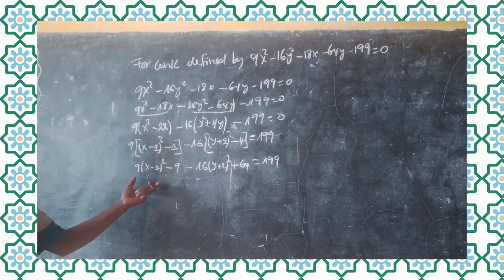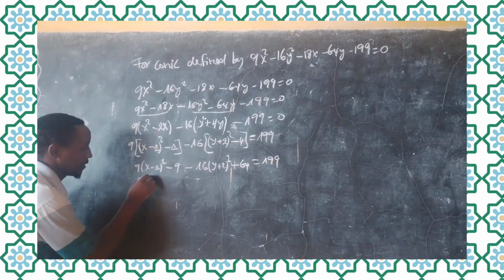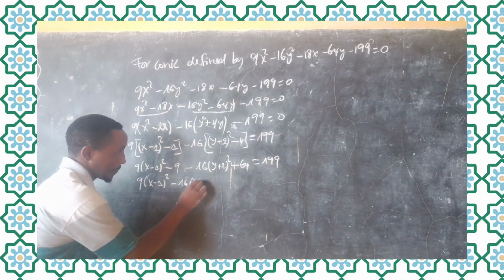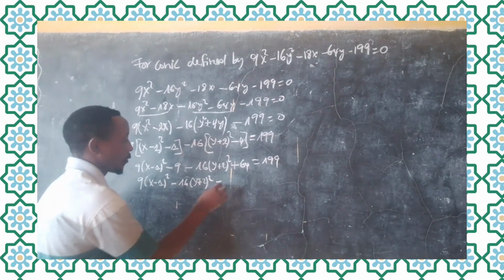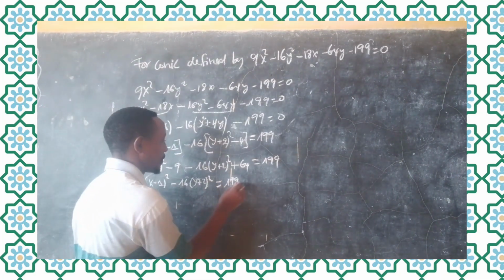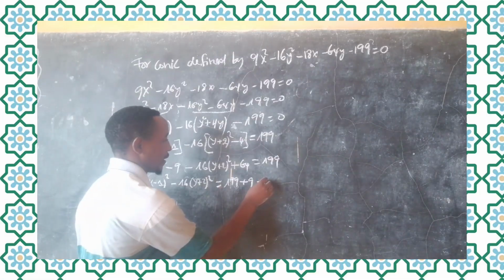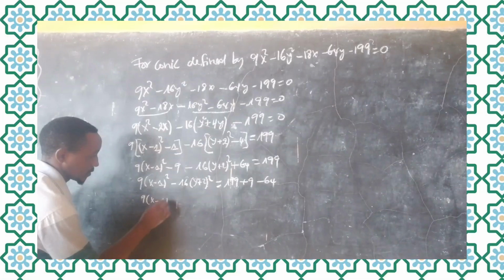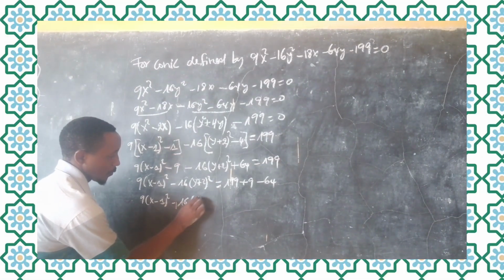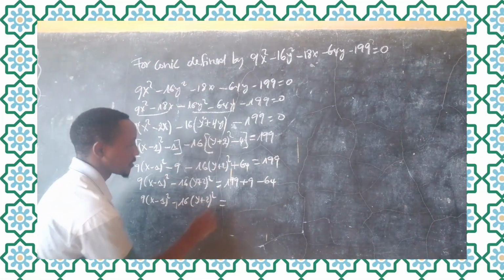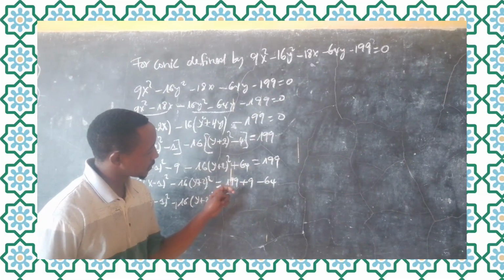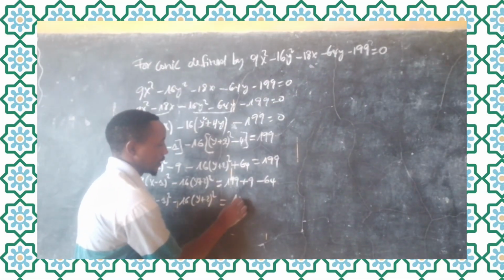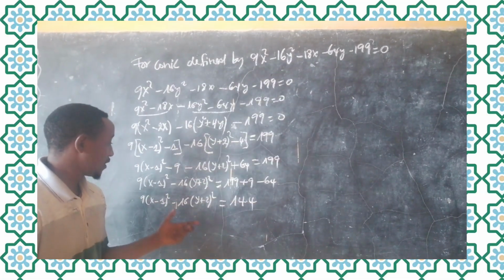So this is equal to 9 times x minus 1 squared minus 16 times y plus 2 squared is equal to 199, then plus 9, then minus 64. So 9 times x minus 1 squared minus 16 times y plus 2 squared is equal to 144. So this is not the standard form.